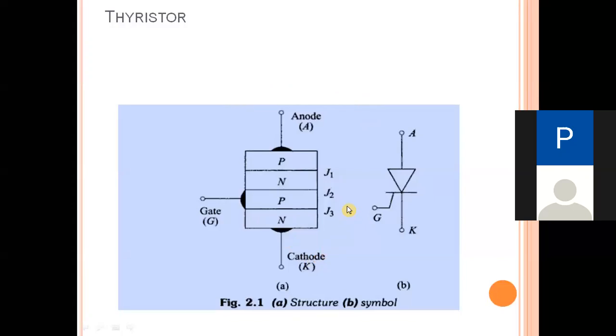is a 3-terminal device provided with 3 junctions. So when you consider this, what is this anode? What is this anode terminal described as? It is described as the terminal which is connected to the P layer, isn't it? The cathode is the terminal which is connected to the N layer of the complete SCR structure. And the gate is connected to the P layer which is nearer to the cathode terminal. So the 3 terminals of the SCR are anode, cathode, and the gate.